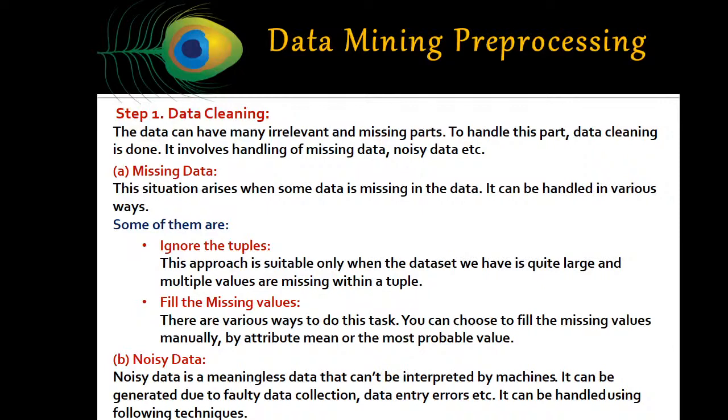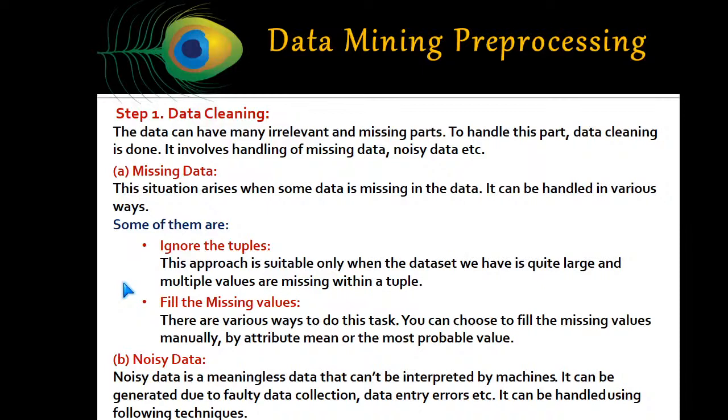So it doesn't matter much. It doesn't change the output value much, right? Out of 100, if you remove one student's data, it doesn't affect your calculations as much. So in such cases, you can ignore the tuples. Only when your database is large, and ignoring such values will not affect your key decision. That is called ignoring the tuples.